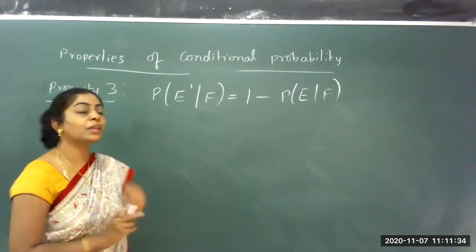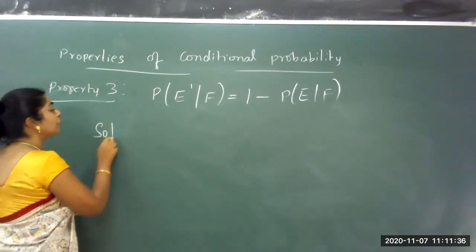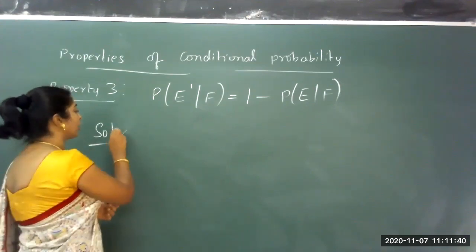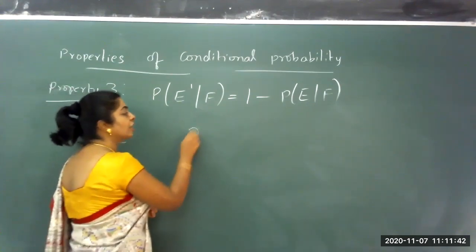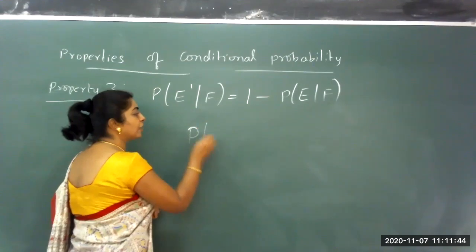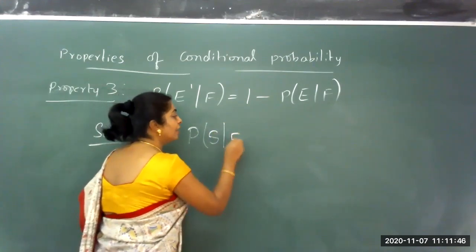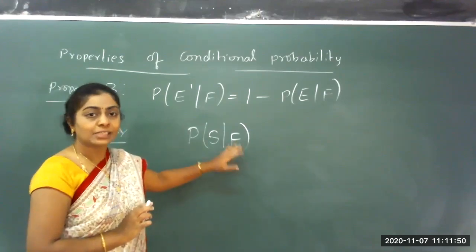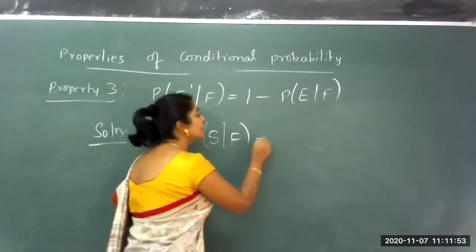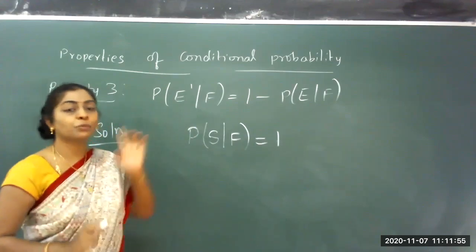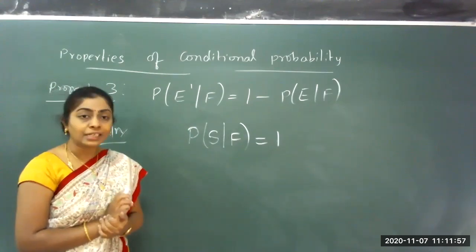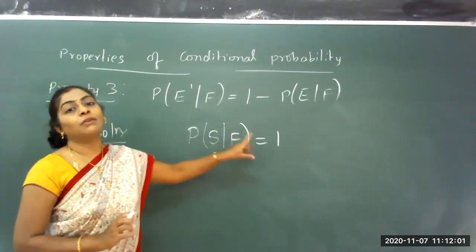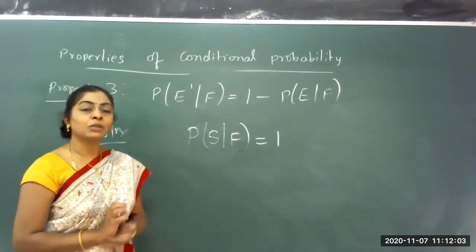For this, I make use of the first property I learned. In one of the first properties, I had the conditional probability of the sample space S when F has occurred is equal to 1. This was the first property we did. The conditional probability of sample space S when event F has occurred is nothing but 1.